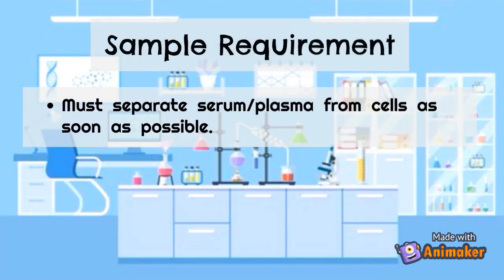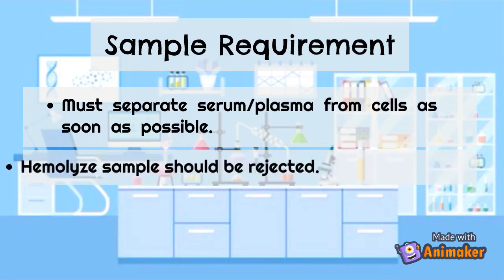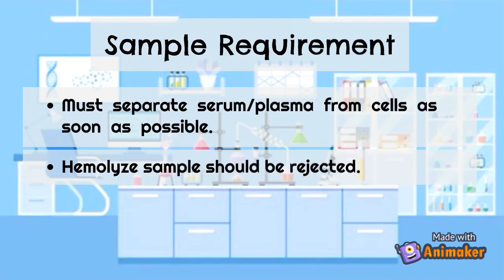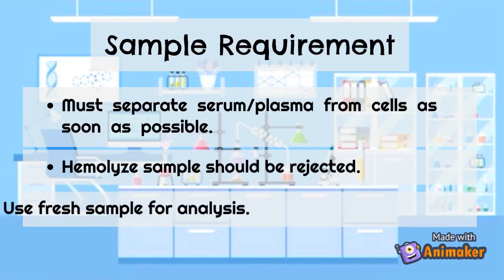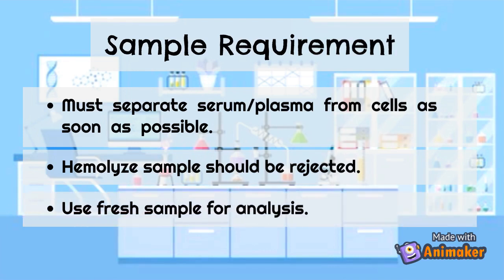Plasma or serum must be separated from cells as soon as possible, as intracellular potassium ion will shift to extracellular, causing falsely elevated potassium ion. Hemolyzed sample should be rejected since it can cause a false increase of 0.6% in potassium ion for every 10 mg per deciliter of hemoglobin concentration. Use fresh sample for analysis. Store the sample in a stoppered tube if analysis is delayed.